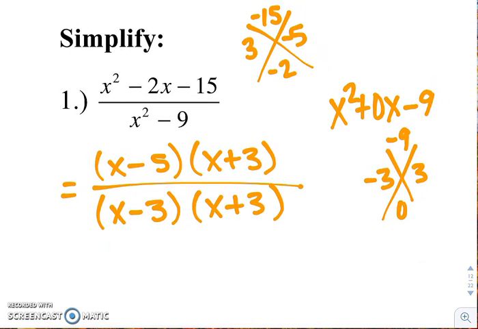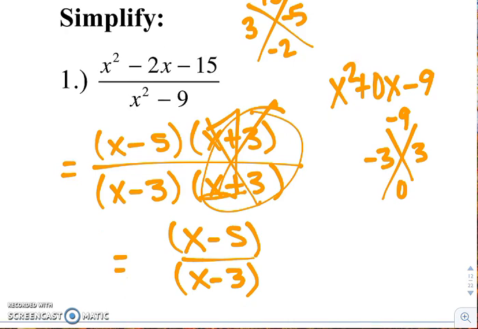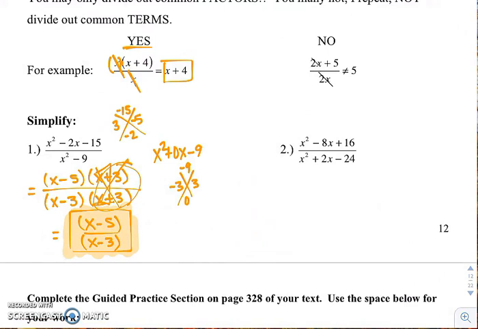What is the same in these expressions? The x plus 3 over x plus 3. Itself divided by itself would be 1, cancels out, and we would just have x minus 5 over x minus 3. You can leave them in parentheses if you want. You don't have to, but that would be your fraction in simplest form. We would do the same thing with number 2. You would factor the top and factor the bottom of that fraction and see what cancels.